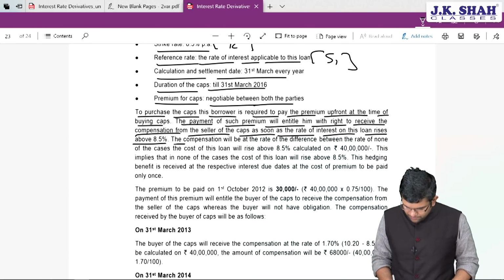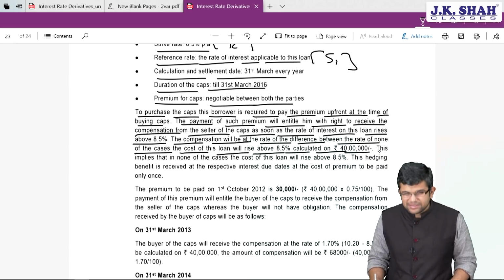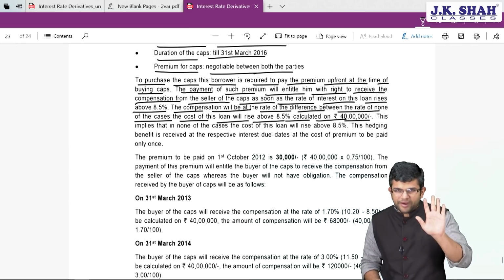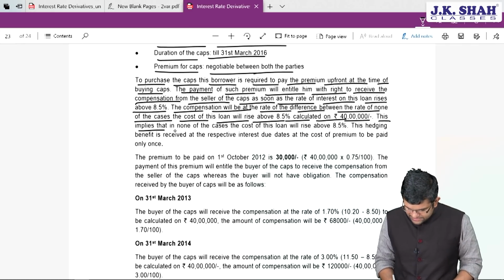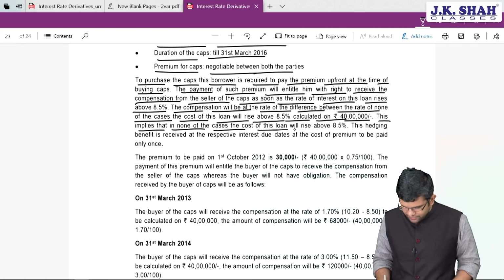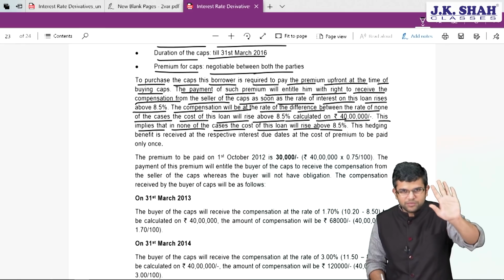The compensation will be at the rate of the difference between the rates. The cost of this loan will rise above 8.5, calculated on 40 lakhs. This is some grammatical mistake they are showing. I hope you understood the meaning of it. This implies that in none of the cases will the cost of the loan rise above 8.5%. This is what they wanted to say.